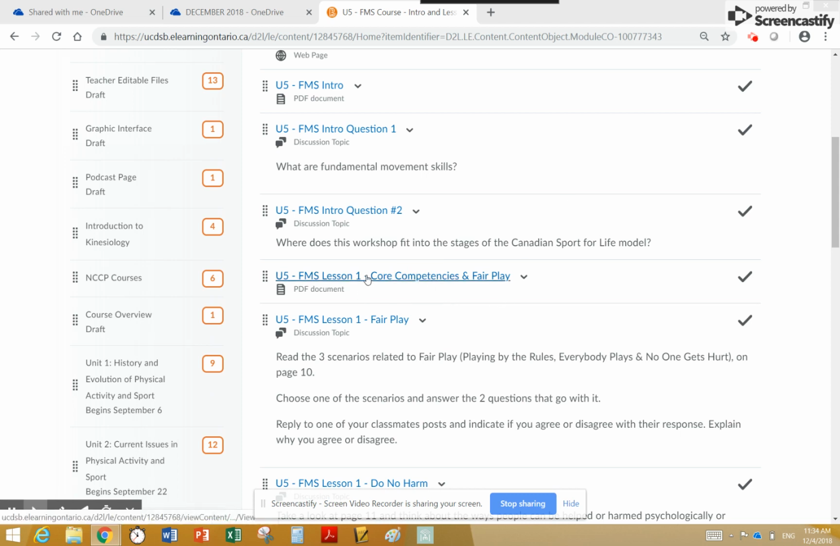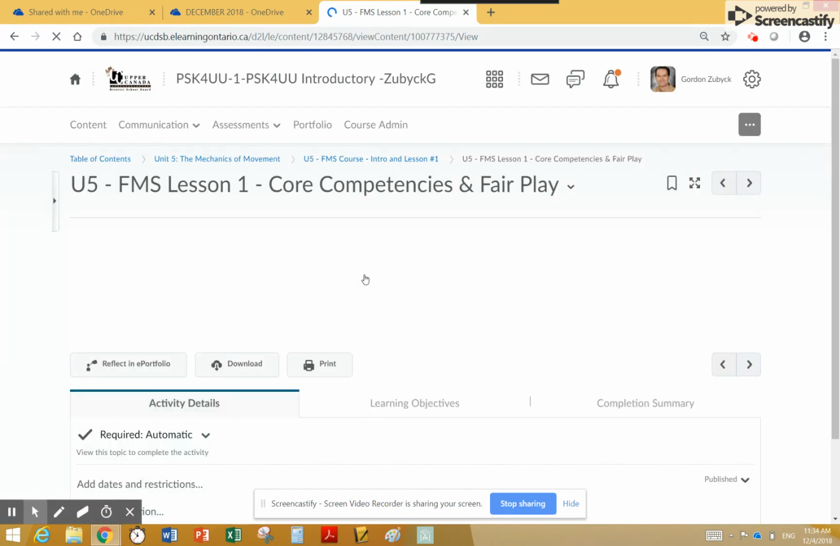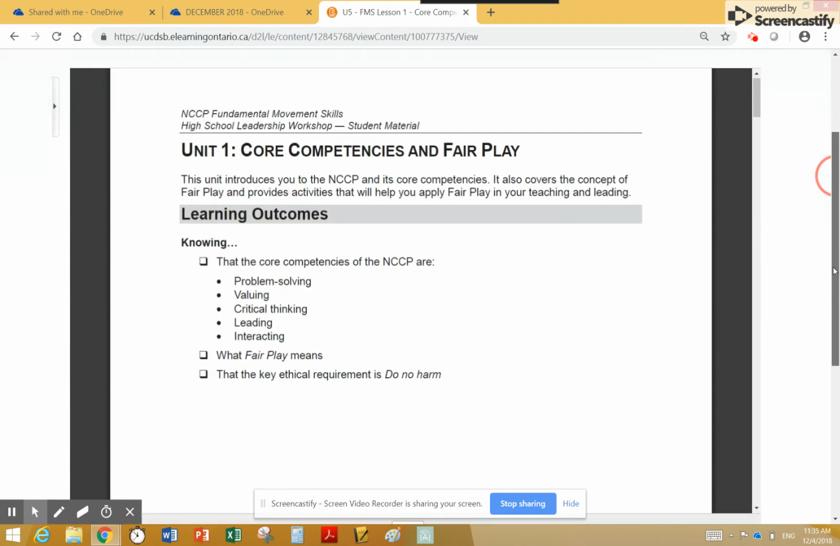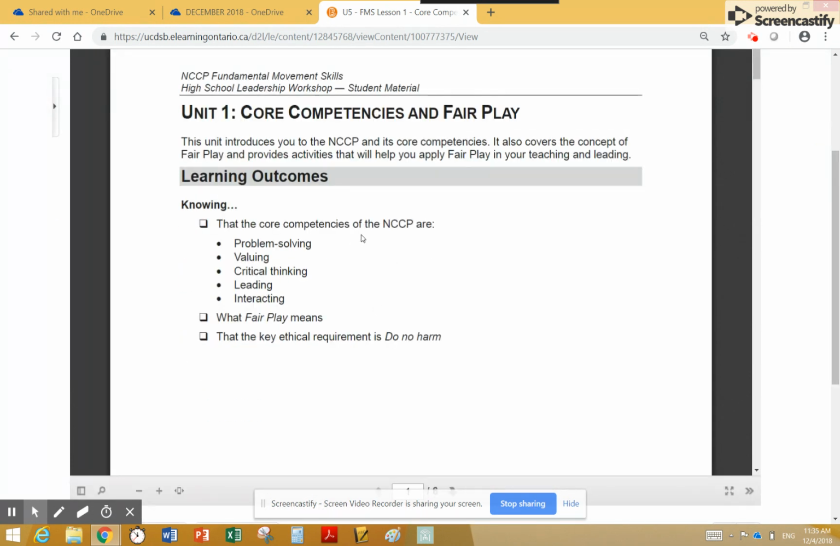So the next part we're going to take a look at is Unit 5, lesson number 1 for the Frontal Movement Skills course: our core competencies in fair play. Again, you've got these PDF documents. They've been provided, so I'll just go through and talk to them a little bit to help things out. Here again, you can see what the core competencies of NCCP are.